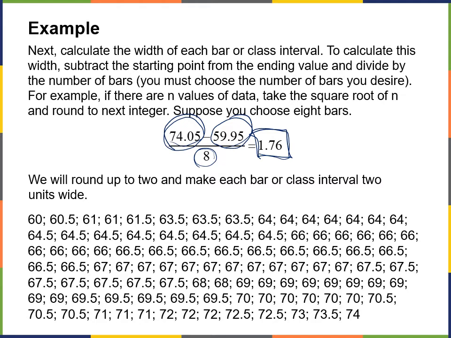Well, that's going to be kind of hard to keep adding 1.76 over and over again to get all our widths, because 1.76 for the first width, 1.76 for the second width, etc. So to make it easier on ourselves, let's just round it. Let's round it up to 2. So if we round this up to 2, then we're going to add 2 over and over again. We're going to get all our widths.